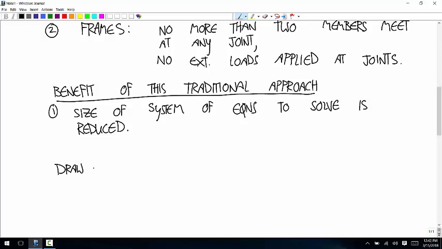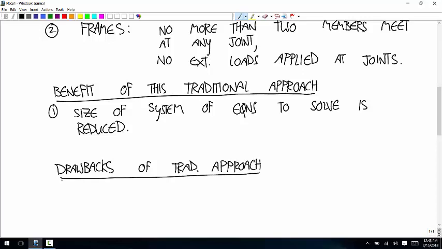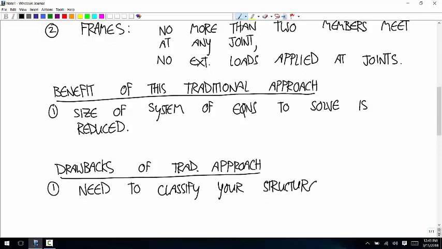There are two main drawbacks. The first one is that before you can solve a problem, you have to carefully classify it, and it's not always super easy, especially 6 months after the class, to be clear to yourself about which one of these categories you're talking about. So you need to classify the structure you're working on accurately in order to use the right technique.